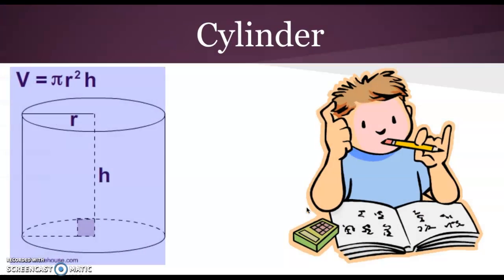Now what I want you to do is in your notebook, copy the picture, and also copy the formula. To find the volume of a cylinder, it's pi r squared h. R represents the radius, so please also make a note of this. R equals radius, and h equals height. Now this is super important.